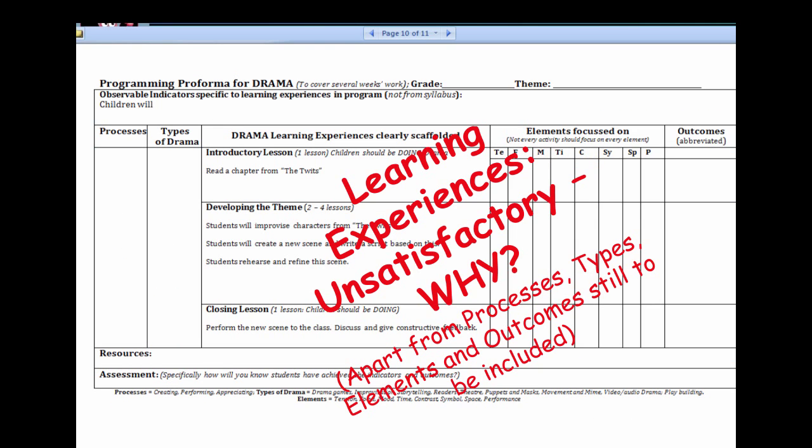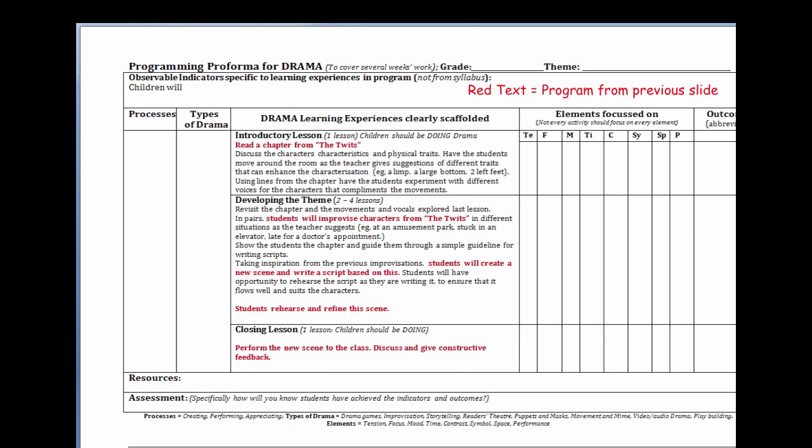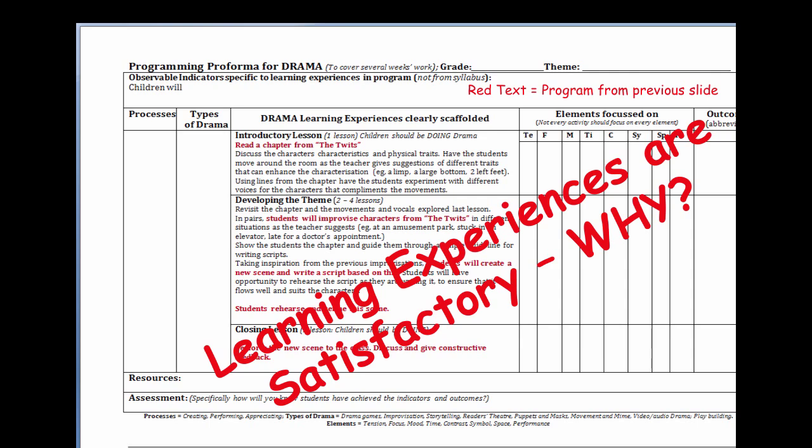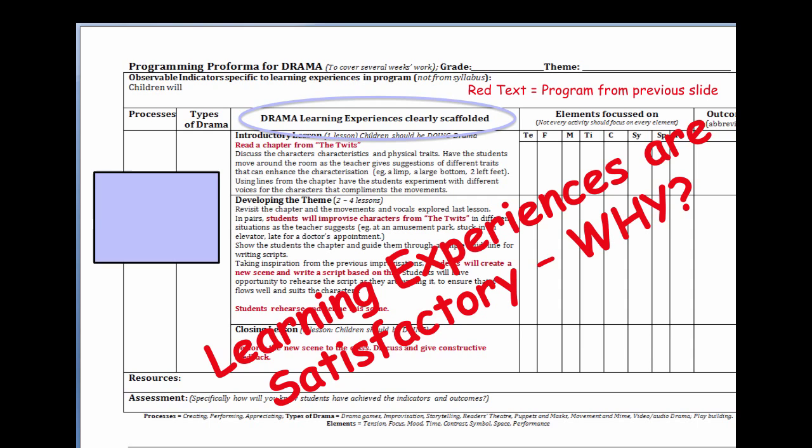Here we have a very poor drama assignment. I realise the processes, types and elements and outcomes haven't been filled in, but if you look at the learning experiences, they're not clearly as scaffolded at all. Here we've added in the black text, and that would make it more satisfactory, because we've got the learning experiences clearly scaffolded now.